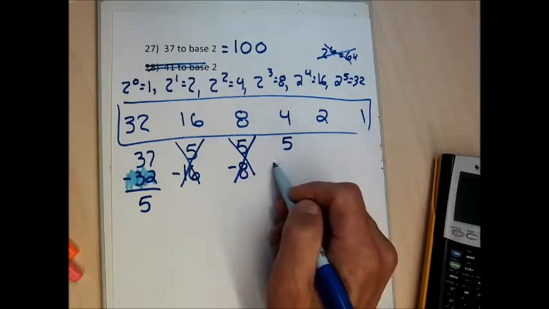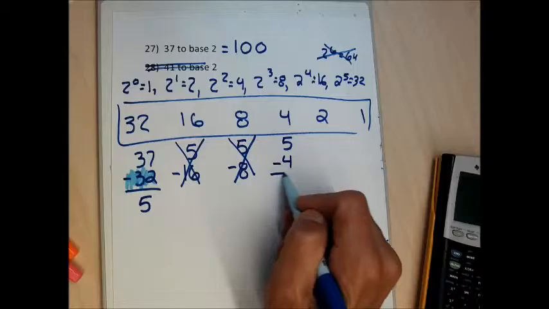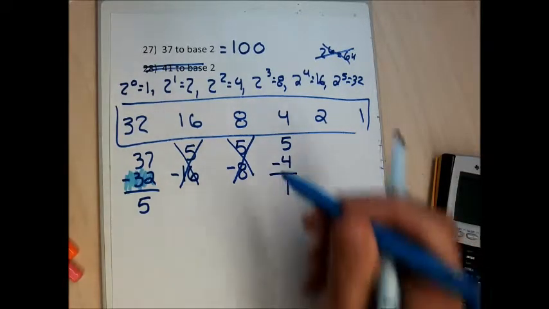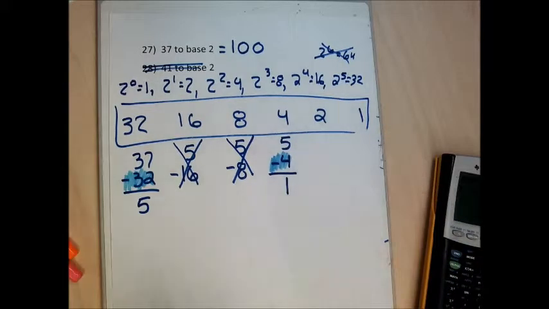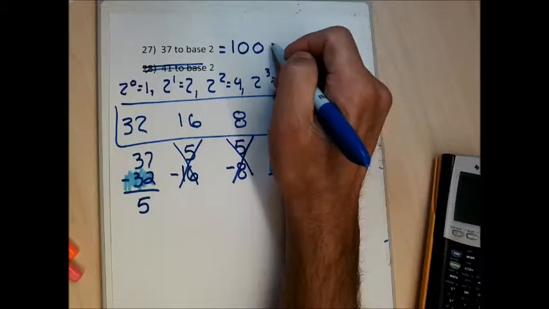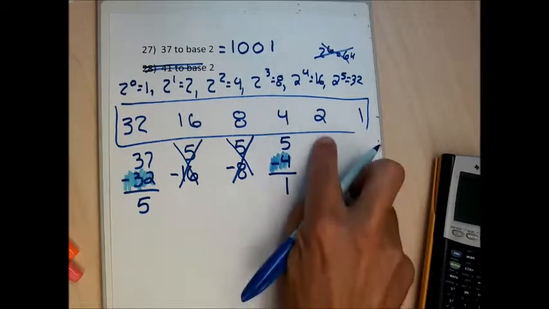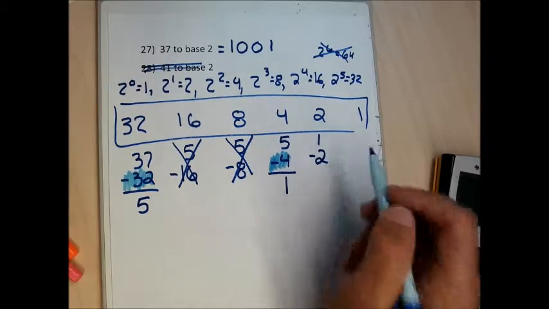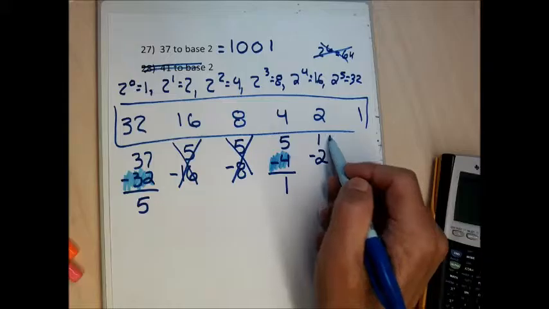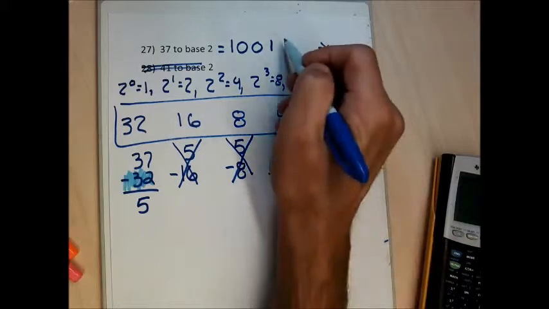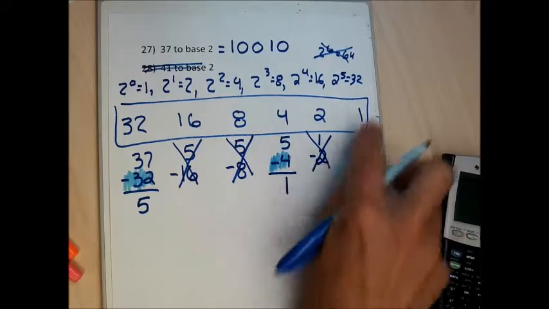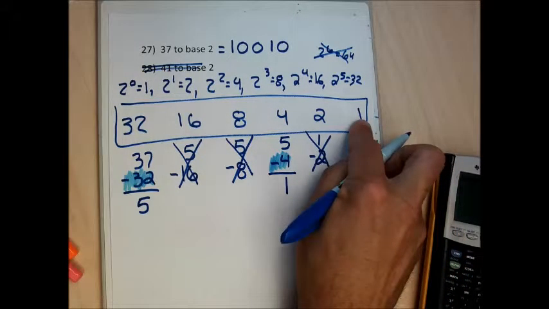I can finally subtract again. 5 minus 4 is 1. I'm less than 4, so I'm done subtracting. The number I get in my answer for this one is going to be 1. I'm going to carry the 1 over. I'd like to start subtracting 2. 1 minus 2 is negative, so I can't subtract it. I put a 0 in my answer. I carry the remainder over to the last column where I start subtracting 1.